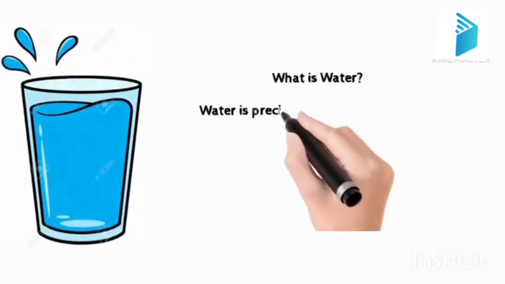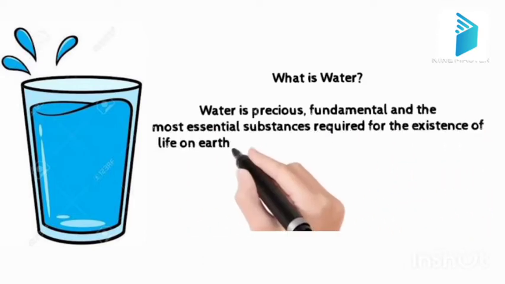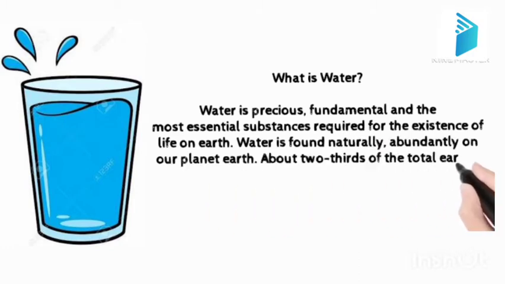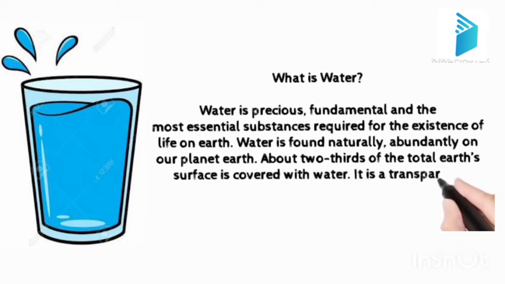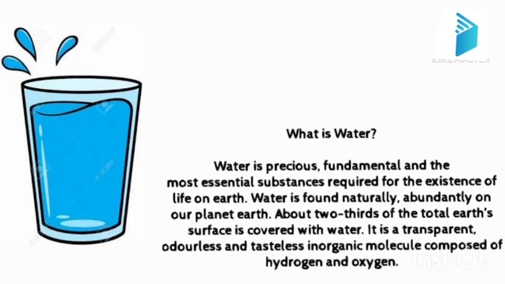What is water? Water is a precious, fundamental and the most essential substance required for the existence of life on earth. Water is found naturally and abundantly on our planet Earth. About two-thirds of the total earth surface is covered with water. It is a transparent, odorless and tasteless inorganic molecule composed of hydrogen and oxygen.